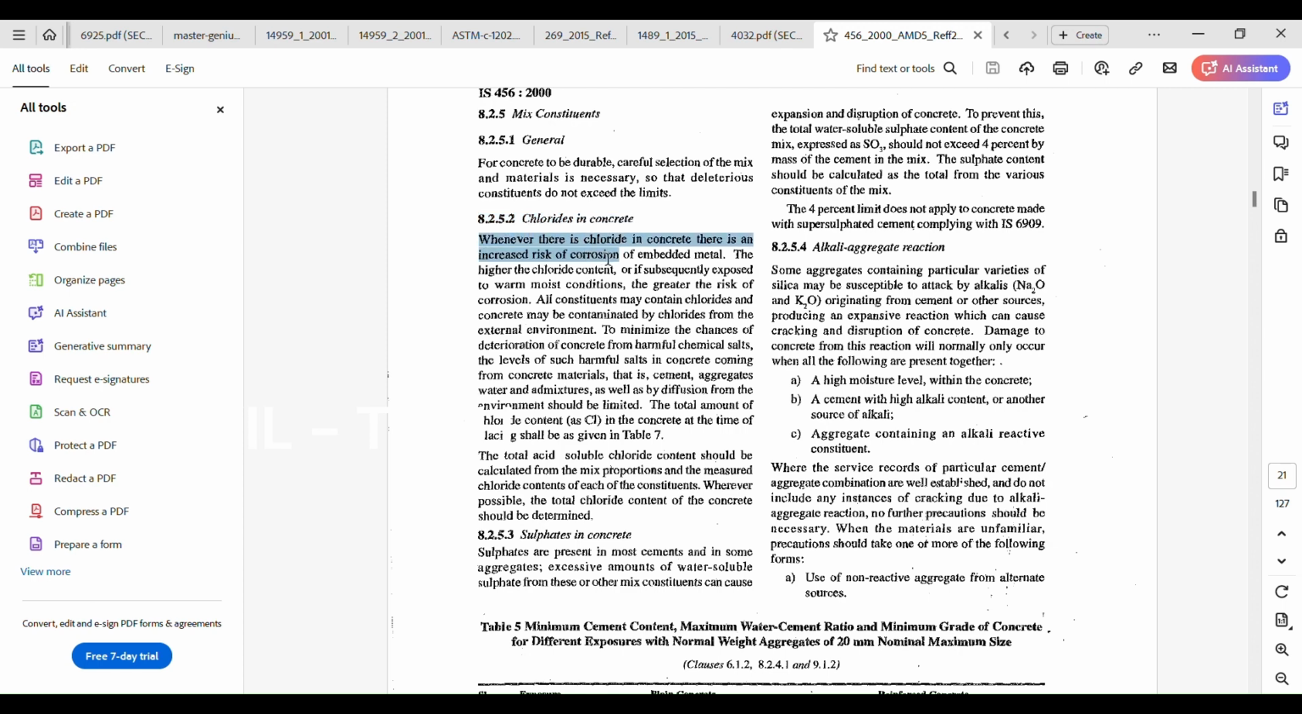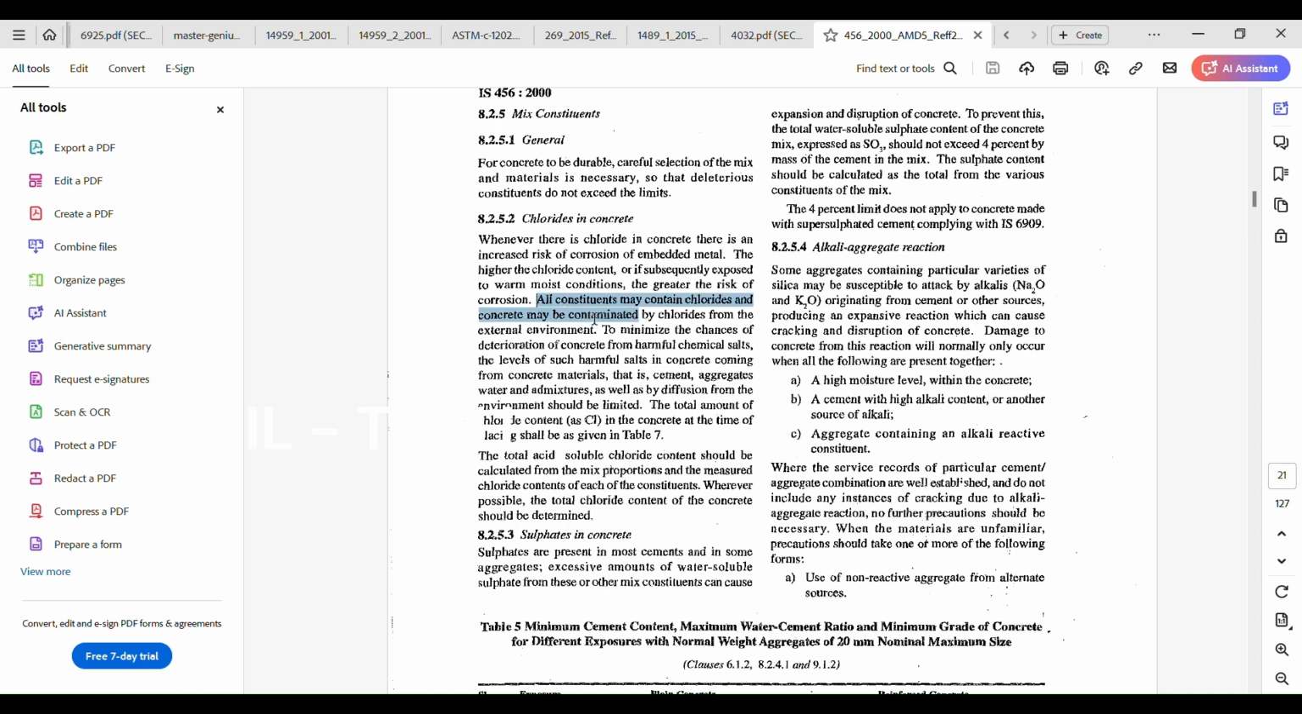Whenever there is chloride in concrete, there is an increased risk of corrosion of embedded metal. So the higher the chloride content, it would affect the reinforcement. The higher the chloride content, or if subsequently exposed to warm moist conditions, the greater the risk of corrosion. The corrosion will be more if the chloride content is higher and the member is exposed to warm moist conditions.